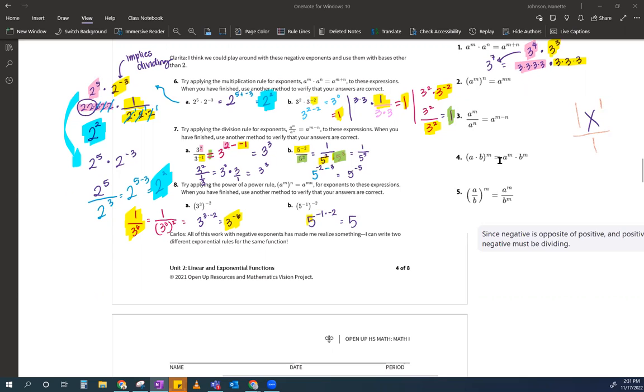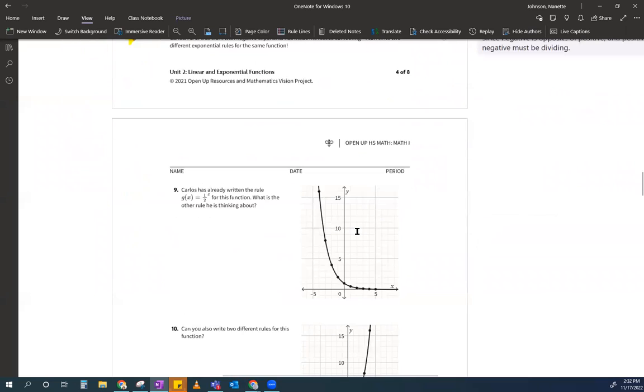Exactly. Ms. Johnson, can we use these rules during our test? Yes. But hopefully, remember what I say, hopefully you've learned them, you've used them so much that they make sense to you, that you're only accessing them to make sure and verify that you're right. Okay. All right.